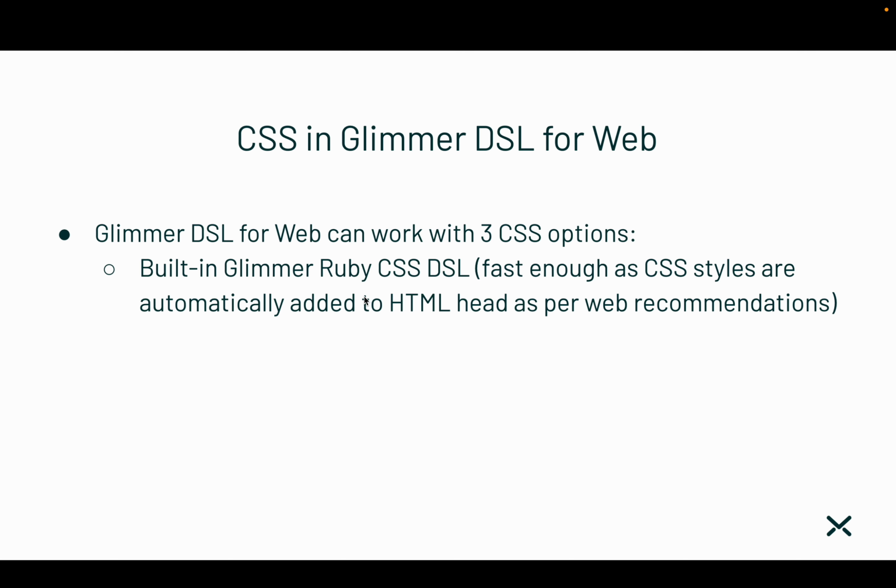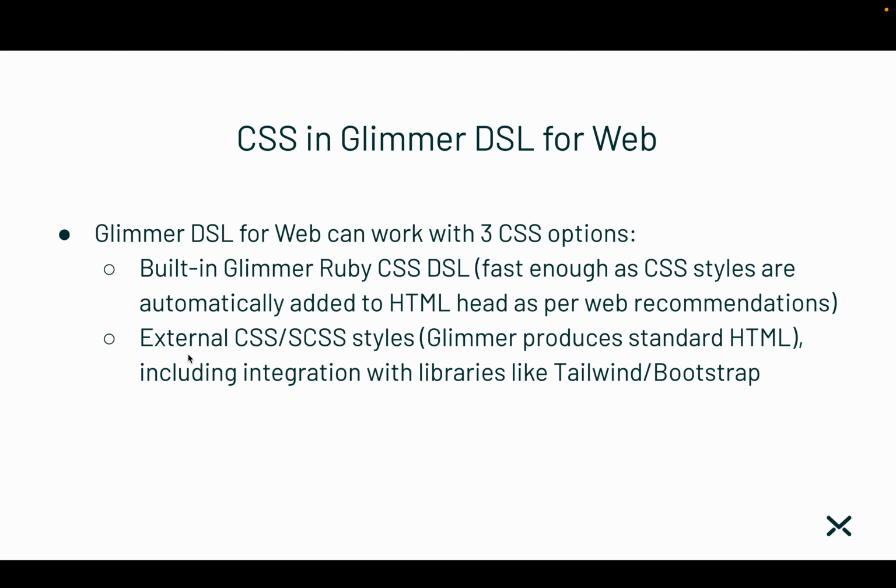But if there is a lot of CSS, you can actually just link to any external CSS or SCSS file, because Glimmer in the end produces standard HTML. So it'll work with any CSS or SCSS framework that you have outside of Glimmer. You can even integrate with Tailwind or Bootstrap or any library or any grid system. You can do anything you want with external CSS.